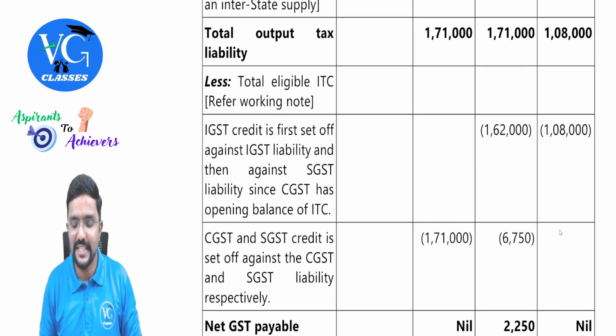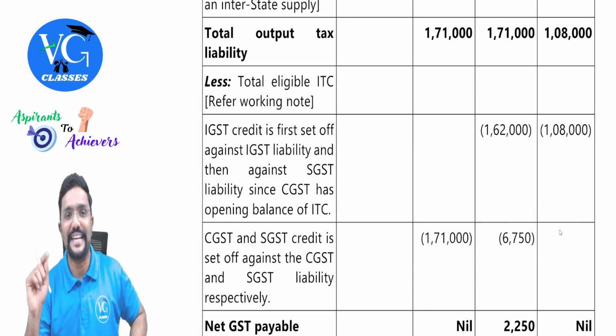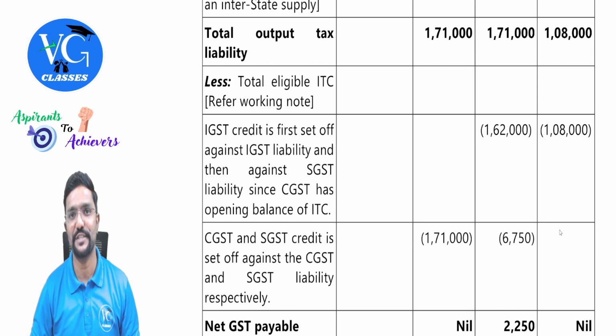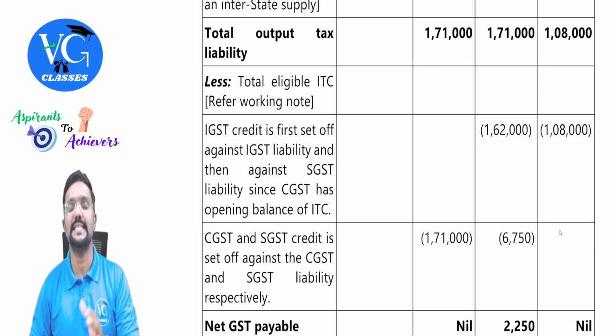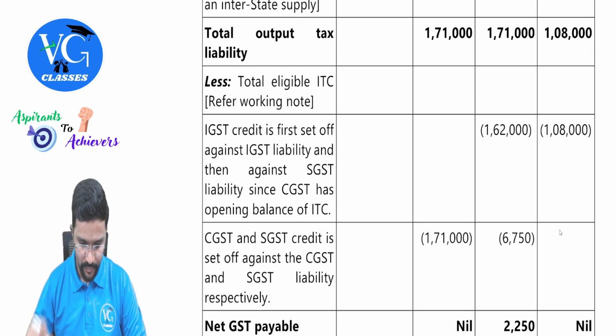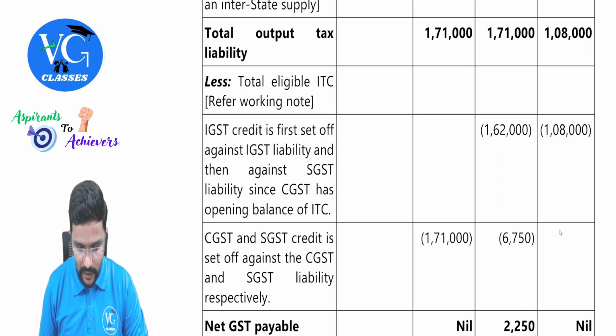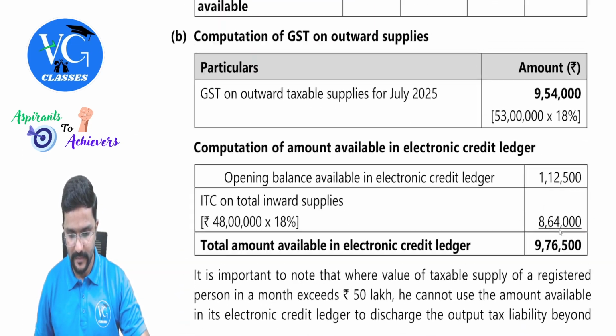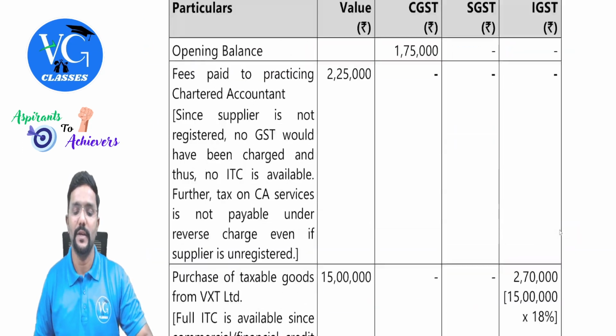Sir, can I use the remaining CGST credit here? No, you cannot. CGST credit cannot be adjusted against SGST liability, guys. Cross utilization between central tax and state tax is not allowed with respect to credit. Yes, sir. Okay. Then coming to SGST credit. How much SGST credit is there? 6,750. Use it.